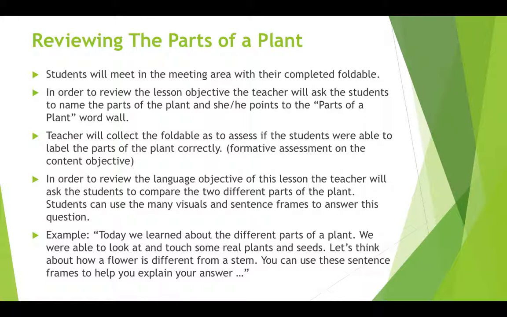This will serve as our formative assessment on our content objective, which was to label the parts of the plants and the corresponding definition. In order to review the language objective of this lesson, the teacher will be asking students to compare two different parts of the plants within the group. We'll also reference the sentence frames that are in the center to help them, and we can also give them an example. So we can say, today we learned about the different parts of a plant. We were able to look at and touch some real plants and seeds. Let's think about how a flower is different from a stem. Then we'll ask the students and they can discuss with their peers.